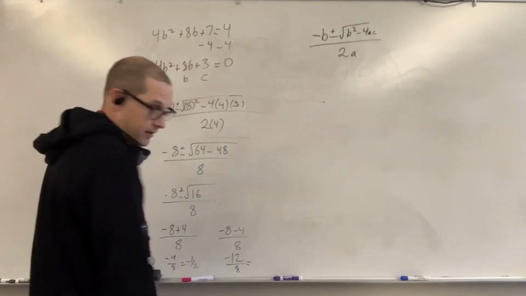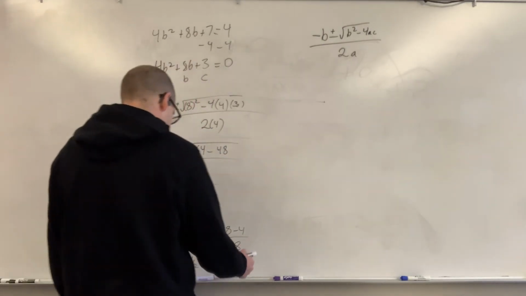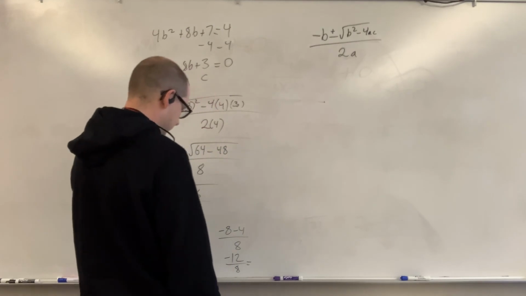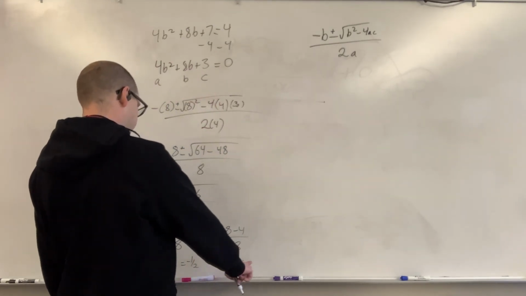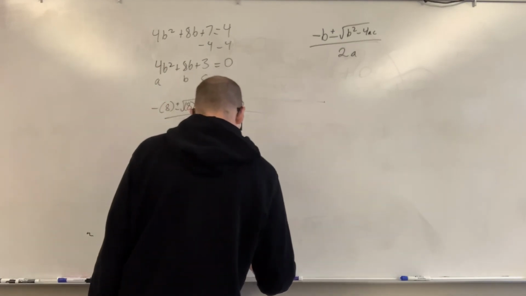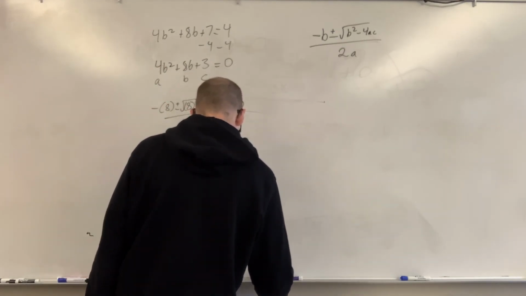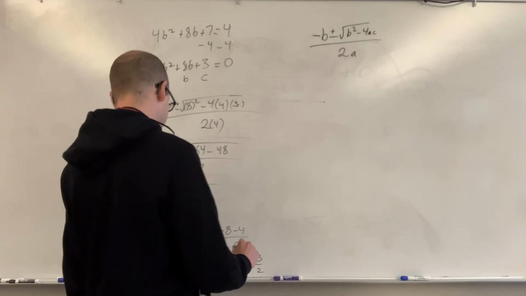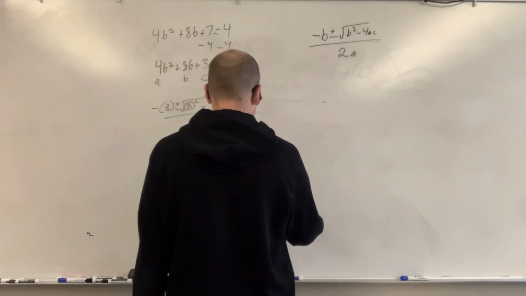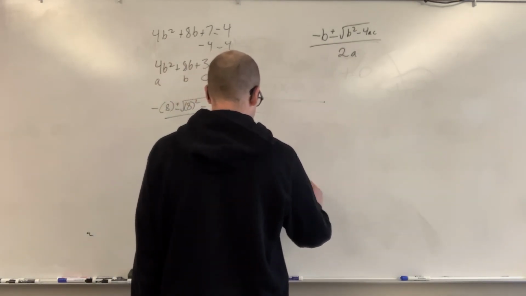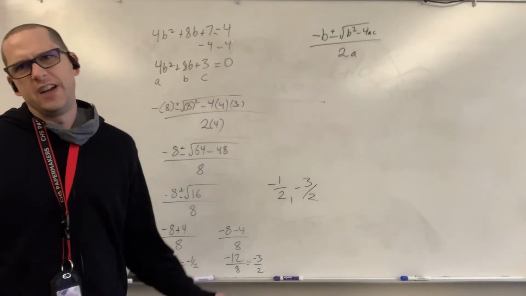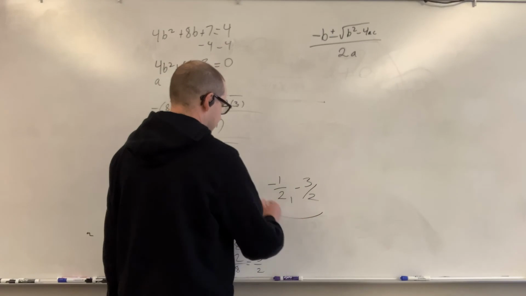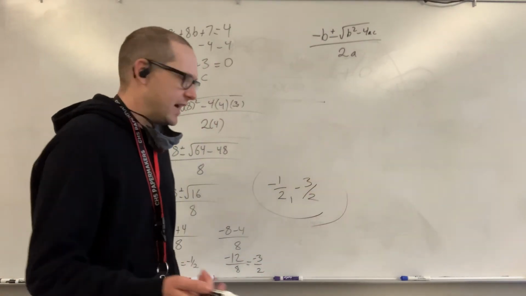And negative 8 minus 4 over 8 is going to be negative 12 over 8. What is that going to be? Negative 12 over 8, dividing both by 4, is negative 3/2. So those are our two answers. We're going to have negative 1/2, negative 3/2. That's our answer for that. Remember, improper fractions are totally proper because this is algebra. We're fine with fractions.